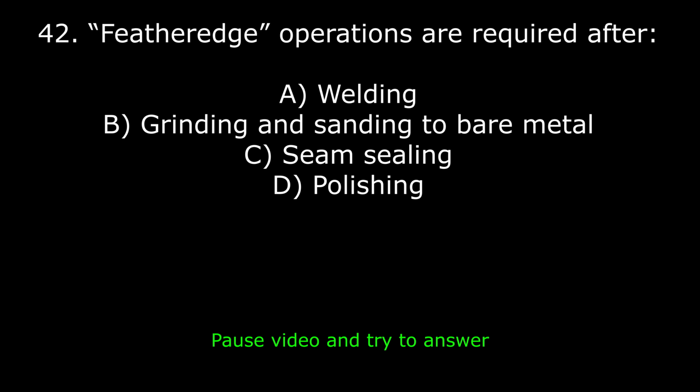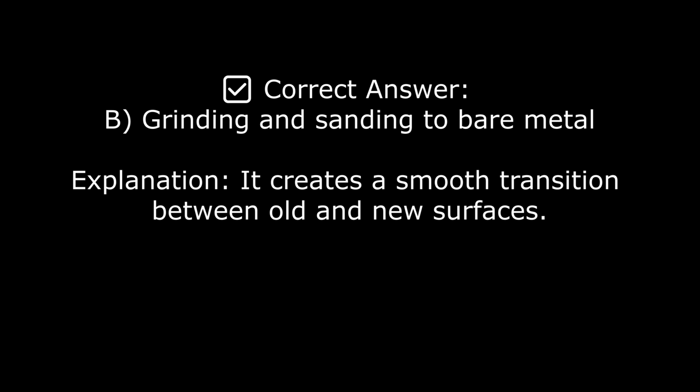42. Feather edge operations are required after A. Welding, B. Grinding and sanding to bare metal, C. Seam sealing, D. Polishing. Correct answer: B. Grinding and sanding to bare metal. Explanation: it creates a smooth transition between old and new surfaces.